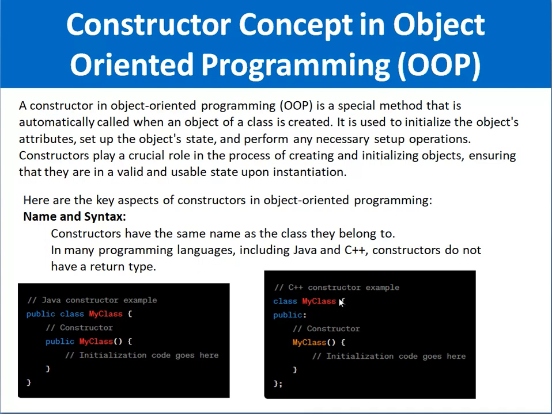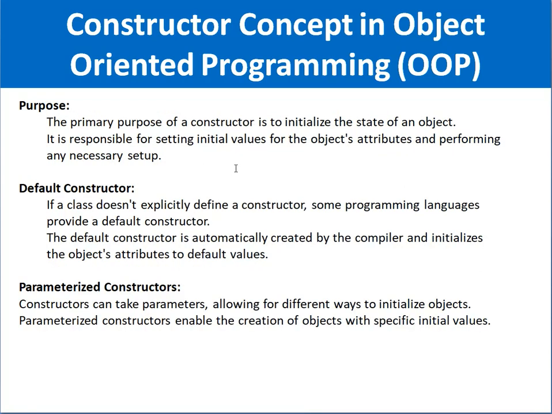In C++, this is an example of class MyClass, public, and then MyClass. This is the constructor here. Same thing: the name of the class and the constructor name should be the same. The purpose of the constructor is to initialize the state of an object. It is responsible for setting initial values for the object's attributes and performing any necessary setup.